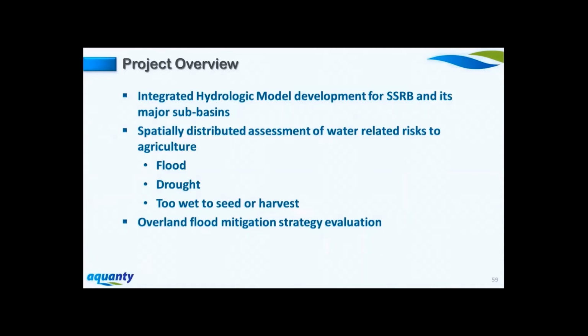So you don't necessarily have to have floods or droughts to influence agriculture. You can have waterlogged soils that may lead to conditions where farmers can't get on to seed or harvest. These types of tools can also be used to look at flood mitigation strategies and allow us to test mitigation strategies before any on-the-ground engineering is conducted.